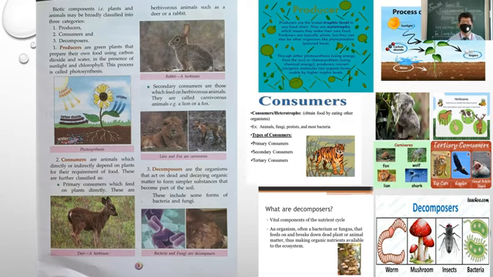Well, then consumers are the heterotrophs, that is, they obtain food by eating other organisms. For example, animals, fungi, protists, and most of the bacteria. So types of consumers, we see that there are primary consumers, secondary consumers, and tertiary consumers.